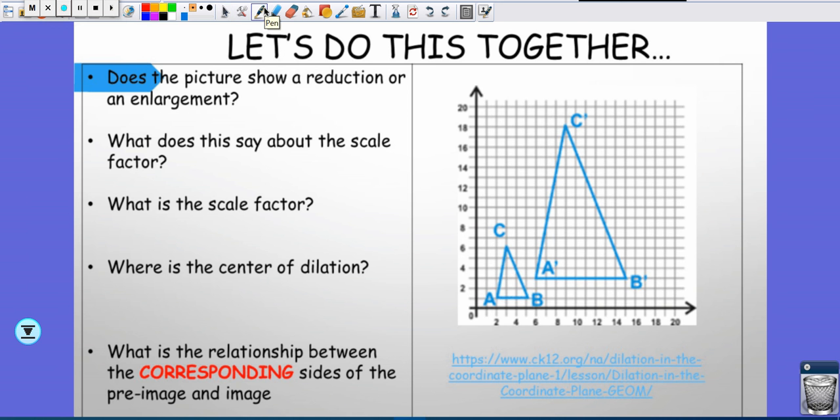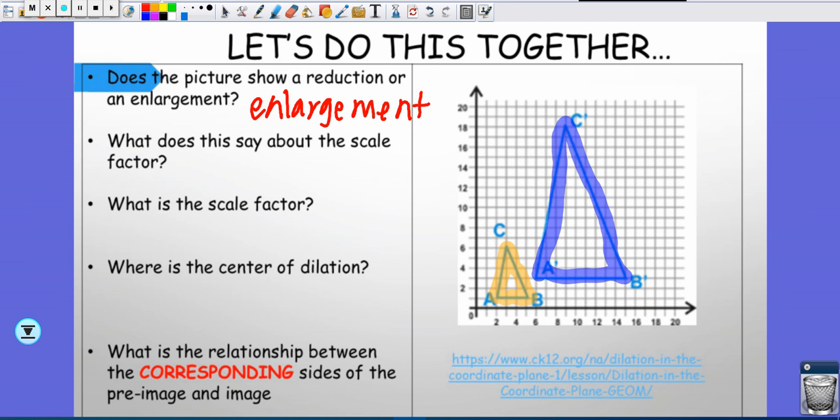It says, does the picture show a reduction or an enlargement? So if I look here, this is the pre-image right here. And in blue, I'm going to highlight the image. That's my image right there. I know this because the A, B, and C does not have a prime on it. So I know that's my pre-image. So I went from a small figure to a big figure. So here, I'm going to say this was an enlargement.